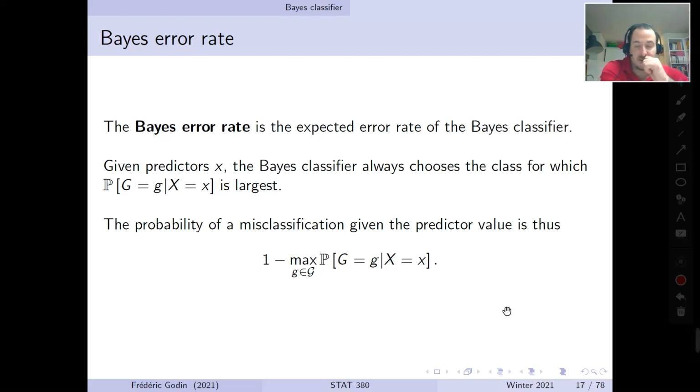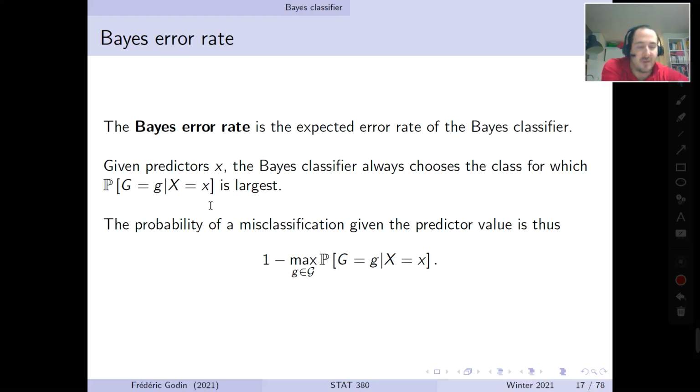Okay, so now we will define the Bayes error rate. The Bayes error rate is the expected error rate of the Bayes classifier. The Bayes classifier is the one which minimizes the error rate, but it's often useful to know, for that optimal classifier, what is that smallest possible error rate. For a given value of predictors x, the Bayes classifier always chooses the class for which the associated probability is the largest given that value x.